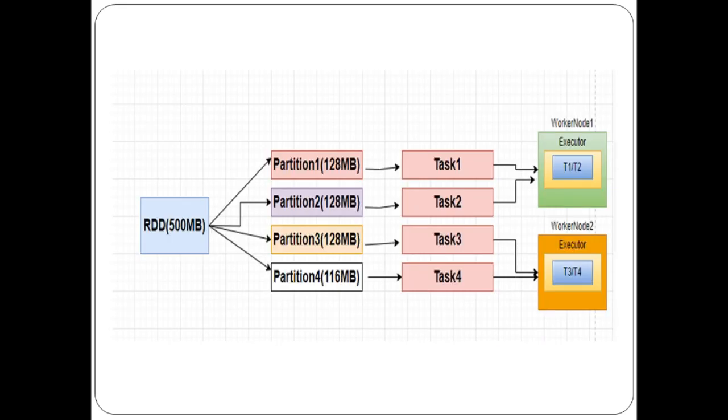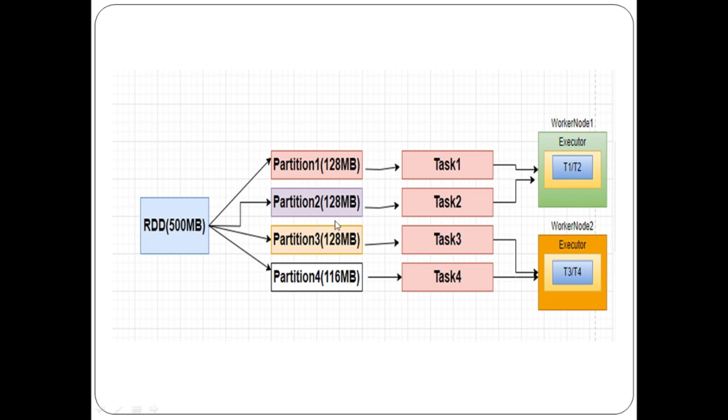For example, you are processing a 500 GB file, sorry, 500 MB. So how will the 500 MB RDD be divided? Block size is 128 MB, right? So 500 divided by 128. We can consider it will be divided as represented in the diagram. Partition 1 128 MB, partition 2 128 MB, partition 3 128 MB. The leftover 116 MB will go to the fourth partition.